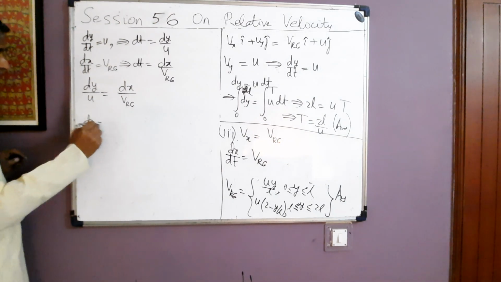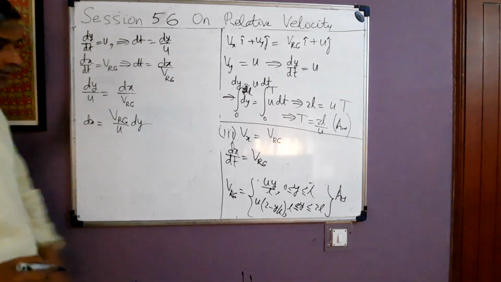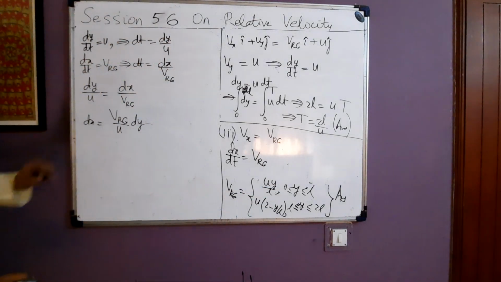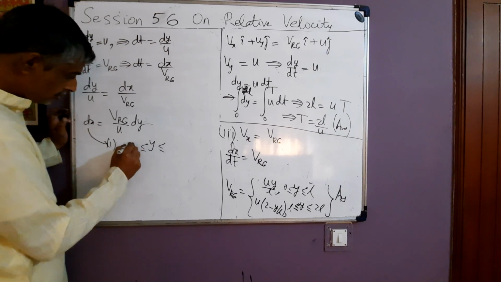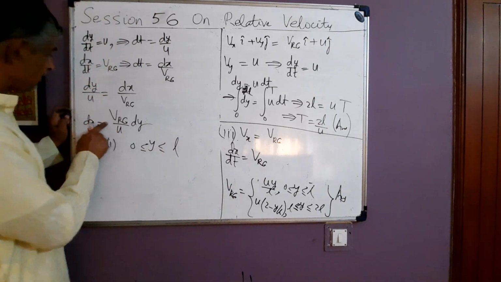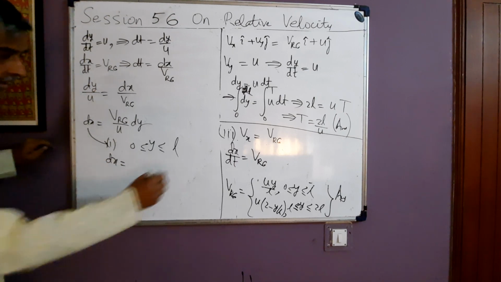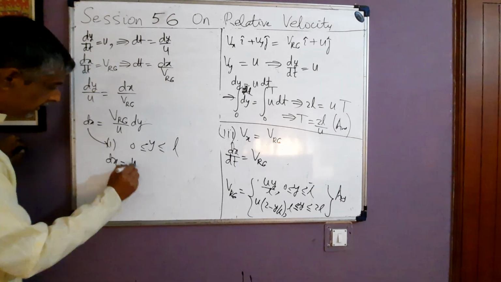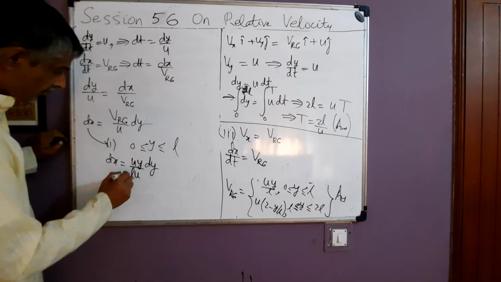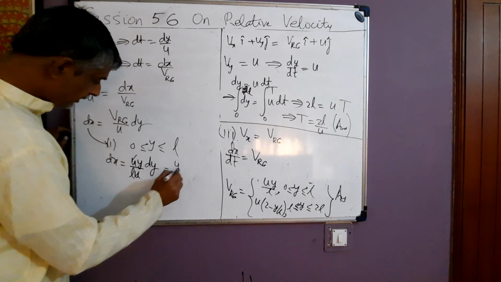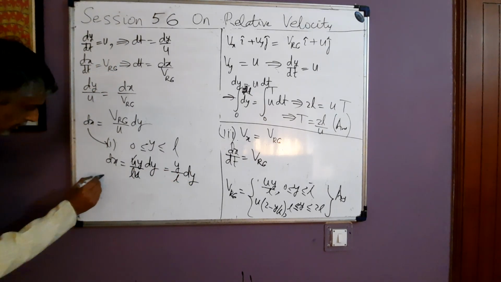So dx becomes VRG by u into dy. Now there are two expressions for VRG, so two expressions for dx. Now for the first half, y lying between 0 to L, for VRG we use this expression. Therefore we'll write dx is equal to VRG, which becomes uy by L, upon u, into dy. Now u will go away. This becomes y by L into dy. So dx is equal to y by L into dy.